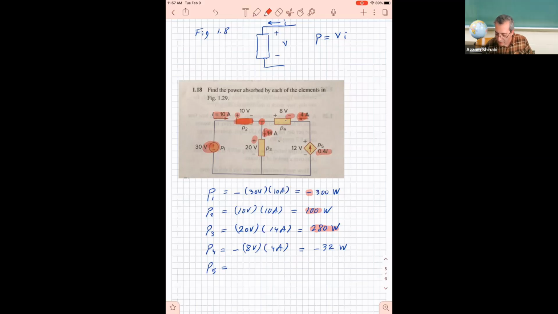Okay. And notice the direction of the arrow, how it goes from the negative to the positive, it leaves the element out of the positive terminal. So when I calculate the power, I'm going to put a negative sign. I'm going to say 12 volts times the current, which is 0.4 I. But what is I in this case?